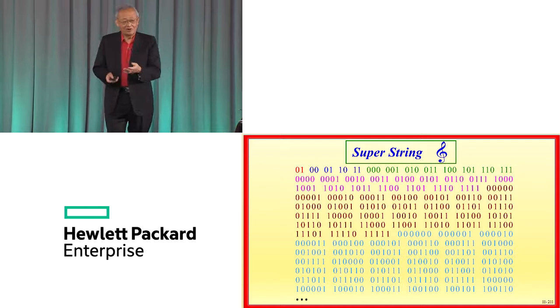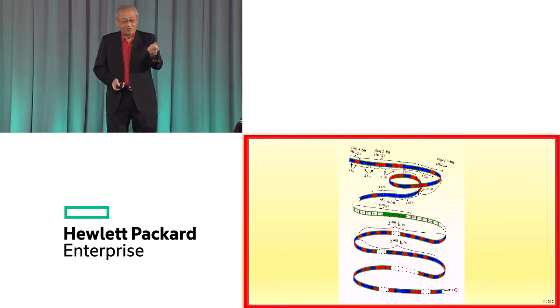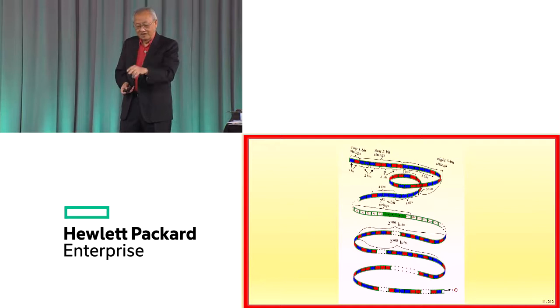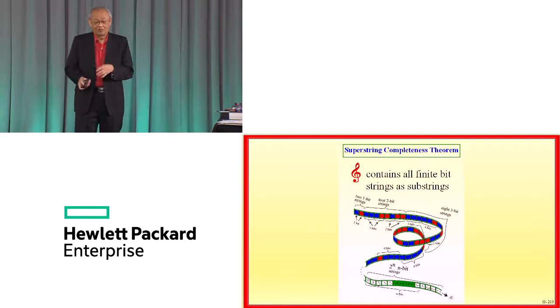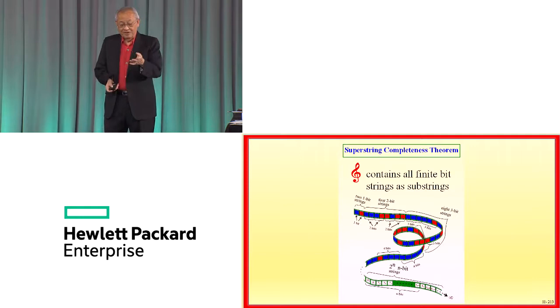So again, you have a tape with colors: first you have red, blue, and then you have four of the two bits, and then eight of the two bits, et cetera. That's a super string. Now, why is this a reasonable testing initial condition? Well, it's because this super string contains all finite bit strings as substrings.